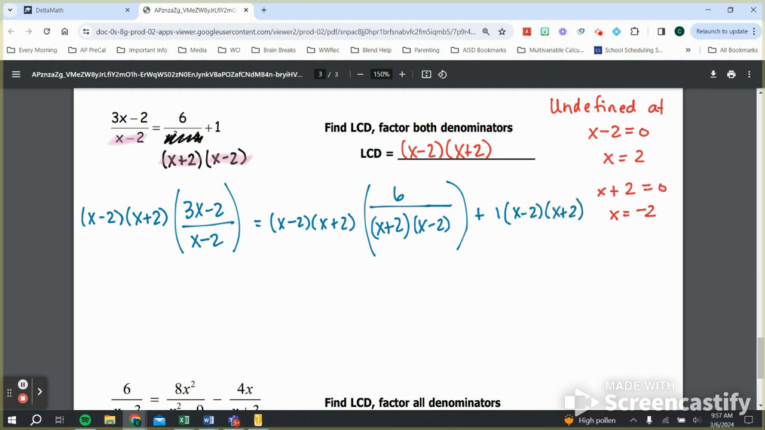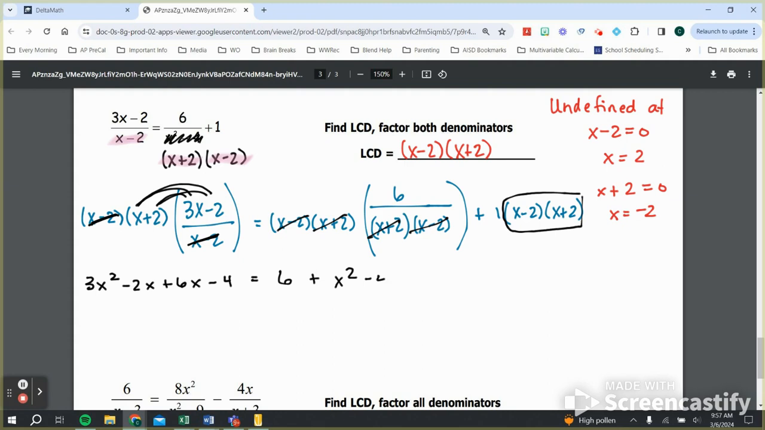All right, so let's start canceling things out. The x minus 2's are going to cancel. So I'm going to do my FOIL method right away. X times 3x is 3x squared. X times negative 2 is negative 2x. 2 times 3x is 6x. 2 times negative 2 is negative 4. Over here on this side, both denominators cancel out. We're left with just the 6. And then over here, when I multiply this, it came from my difference of squares, which is just x squared minus 4.